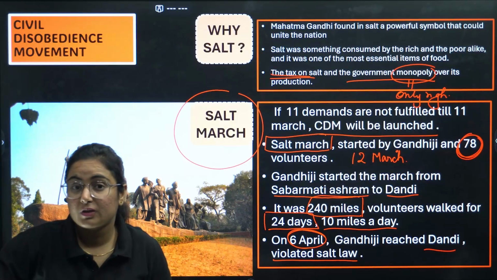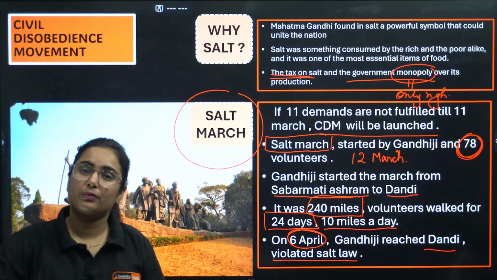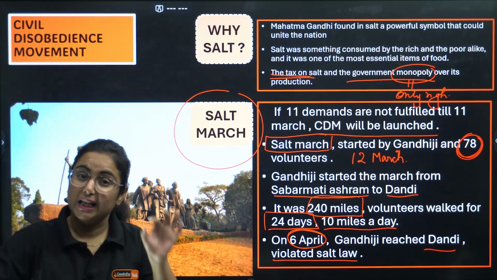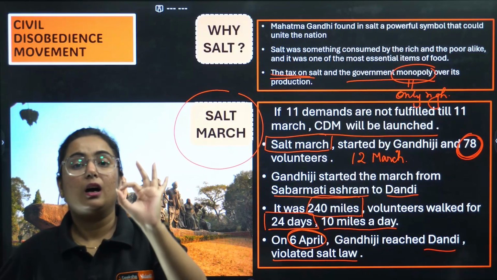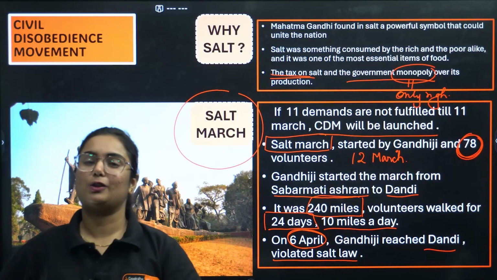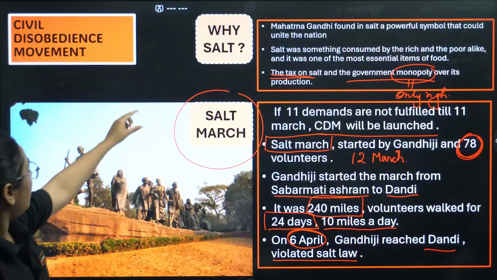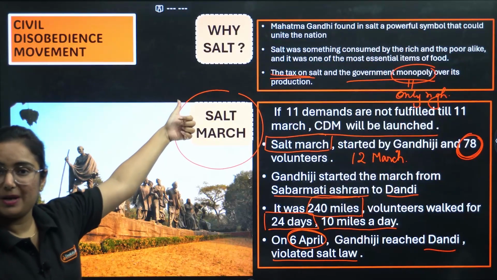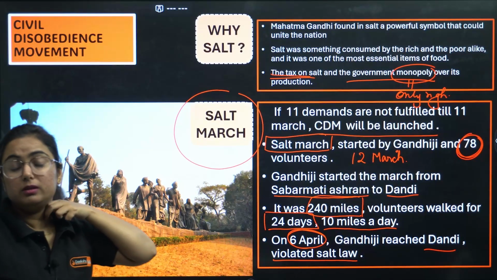Now see, here they are not boycotting, they are breaking the law. Getting the point? Civil disobedience. They are disobediently reacting to the civil authorities, the Britishers. So this is why salt was taken as the basis of the CDM and how the salt march was done. This is a historic movement.